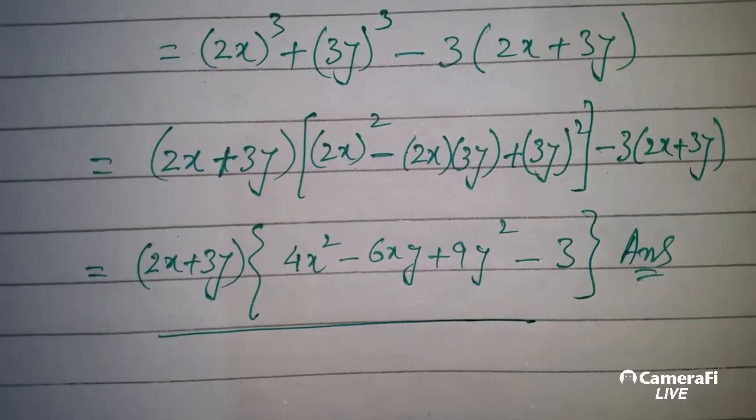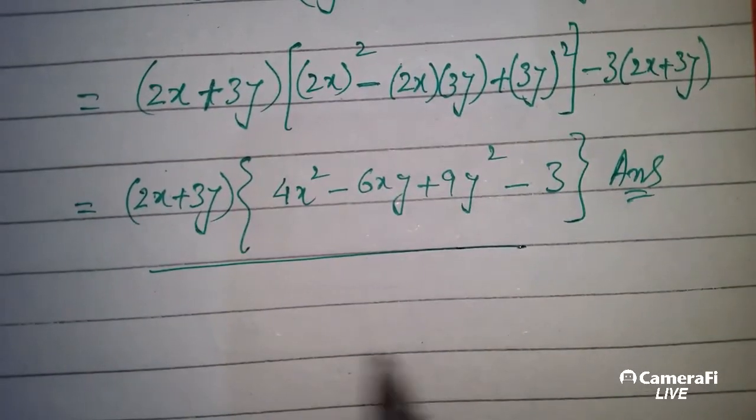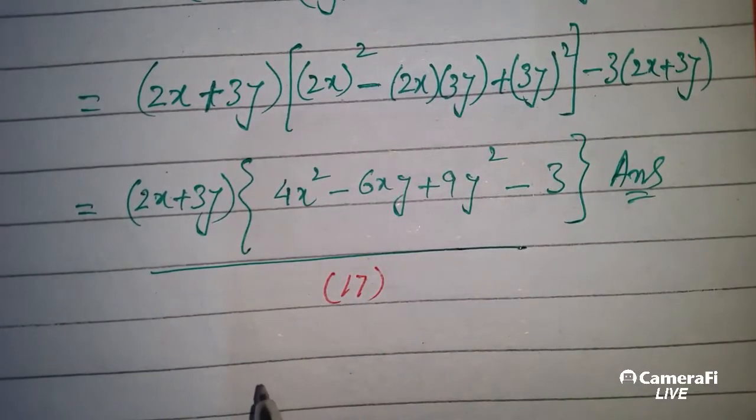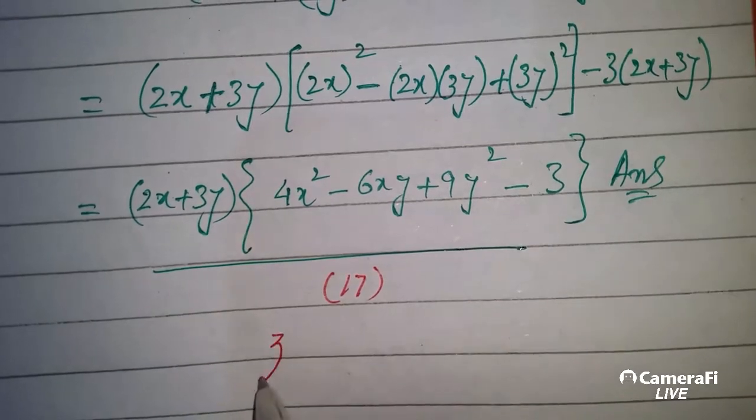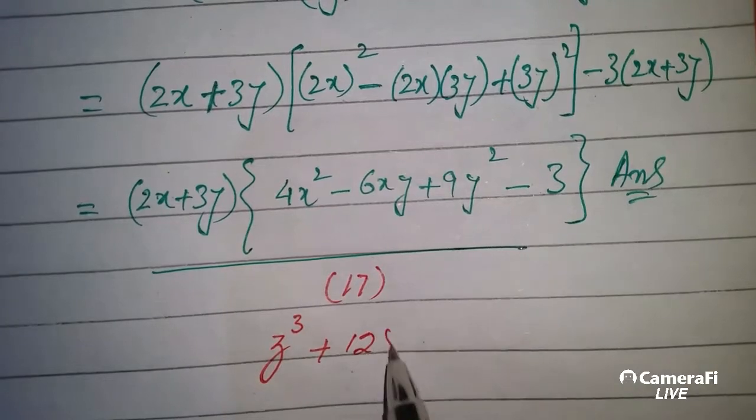Let's change the color. Question number 17. It is z cube plus 125.